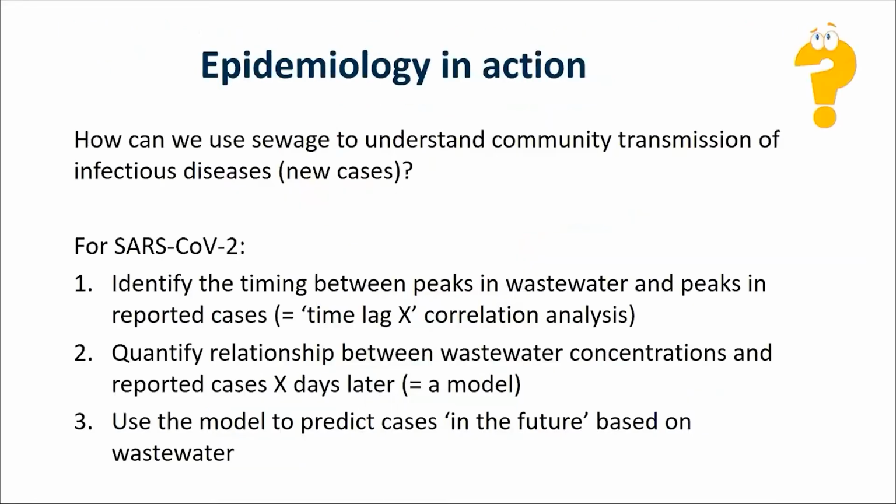So how is this used from an epidemiological standpoint? We can use it to understand community transmission of infectious diseases first by identifying the time between the peaks in the wastewater and the peaks in the reported cases. So this is a time lag of a certain period of time that's identified through statistical correlation analysis. And then we quantify that relationship between the wastewater and the reported cases by utilizing a model that incorporates that time lag. And then we use that model to predict cases, quote unquote, in the future based upon that model and what we see in the wastewater with that time lag.